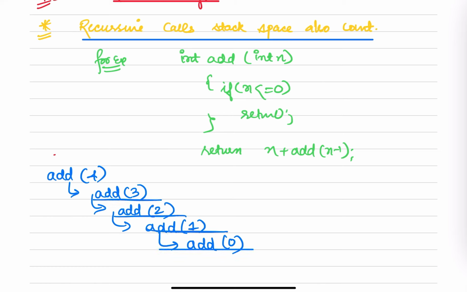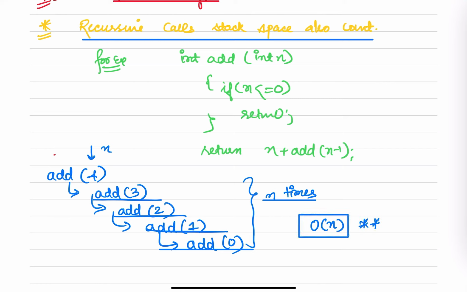Are you understanding it? If your input is n, then that many times this call has gone. So we say the space complexity of the recursive algorithm in this example is O of n.